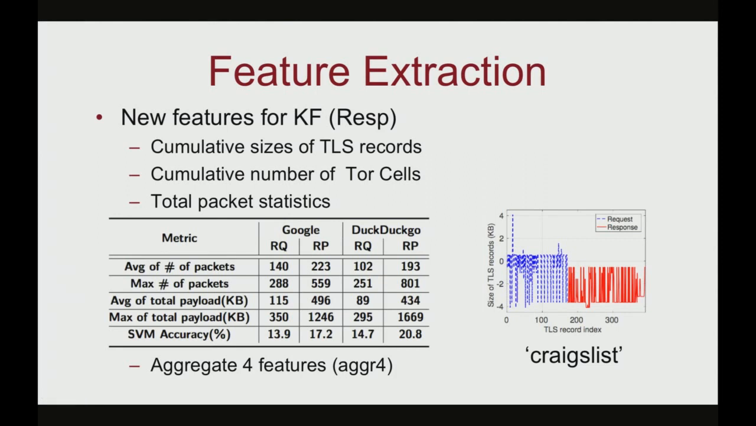So we additionally used cumulative size features in this response portion, for example, cumulative sizes of the trace records and the number of total cells. Also, we used the total packet statistics in this specific portion. Among the classic website fingerprinting features, the total packet statistic still has some power, so we aggregated this feature into our best feature set. Finally, we aggregated the four different features, and we name it Aggregate 4.